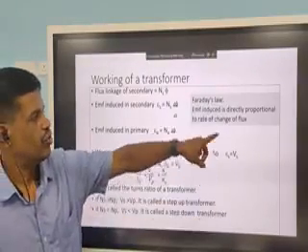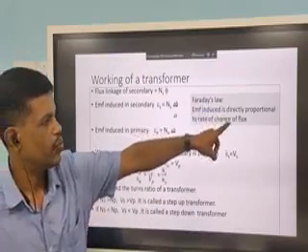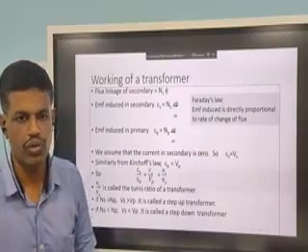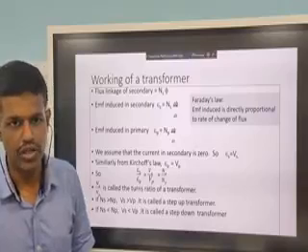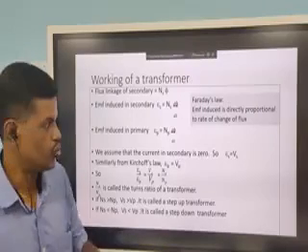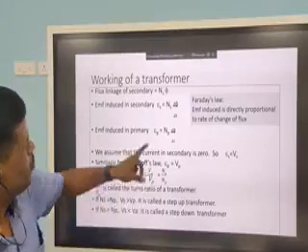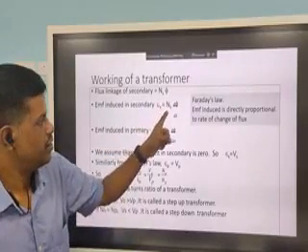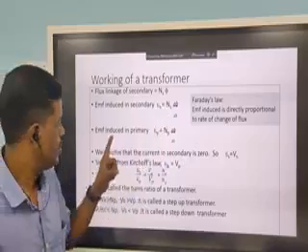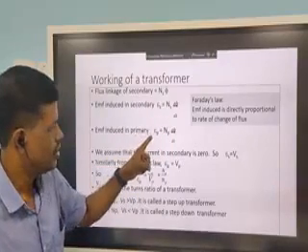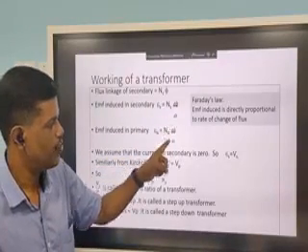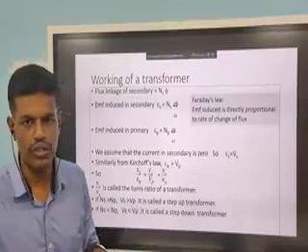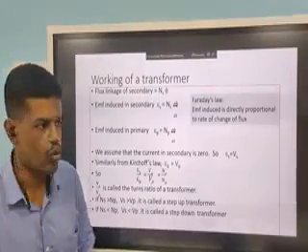Remember Faraday's law, the EMF induced is directly proportional to the rate of change of flux. E is equal to d phi by dt in magnitude. There is a negative sign also. So the EMF induced in the secondary, Es, is equal to Ns d phi by dt. The EMF induced in the primary, Ep, is equal to Np d phi by dt, because phi is the same in both coils. Both are wound around the same core.